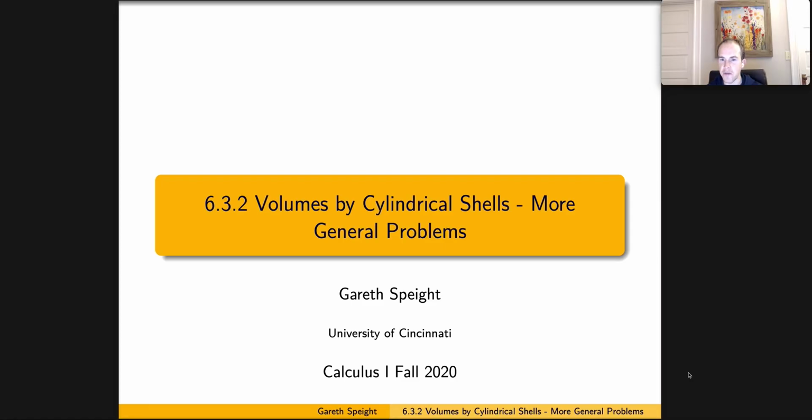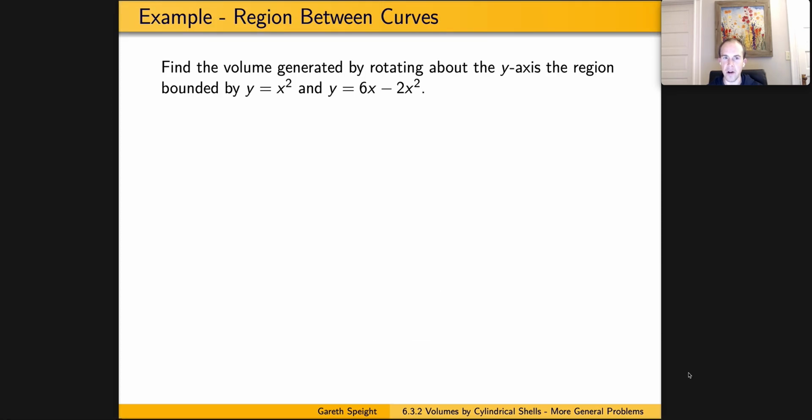Hello everyone. In this video, I'd like to talk about how we can use cylindrical shells in several other contexts in addition to the model case that we had before. To do that, it's useful to keep in mind the key idea, which is that we're integrating volumes of shells, and we get the shells from integrating typical rectangles. To find the volume of the shell, we have to do the circumference times the height times the thickness. So let's see how that works in several examples.